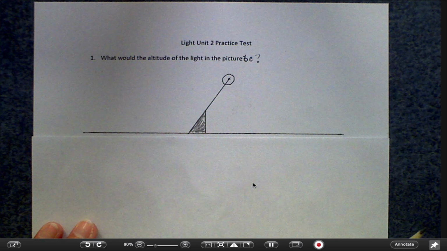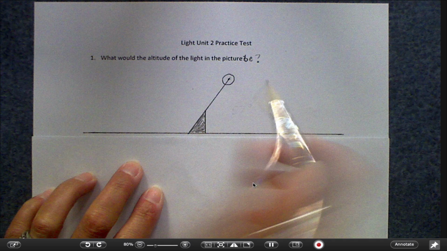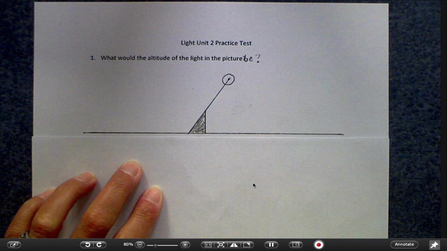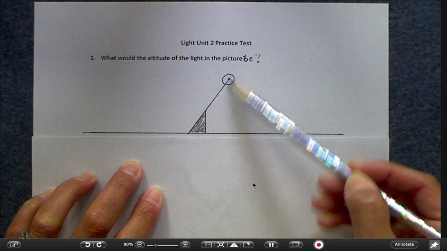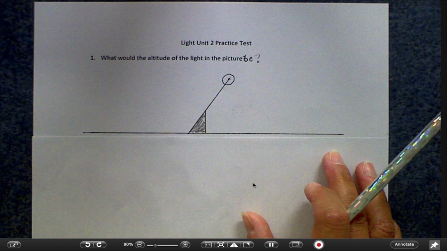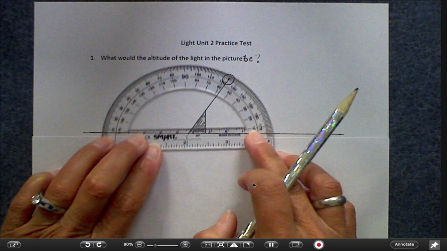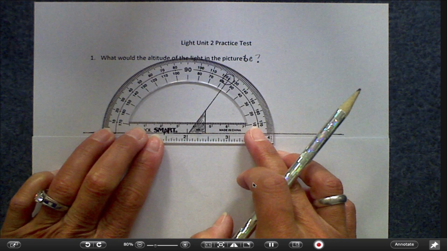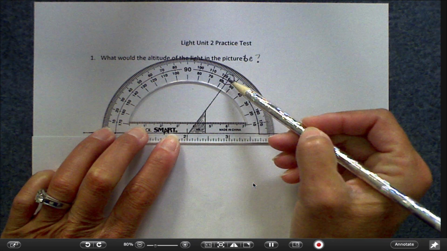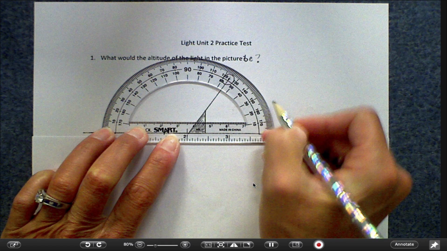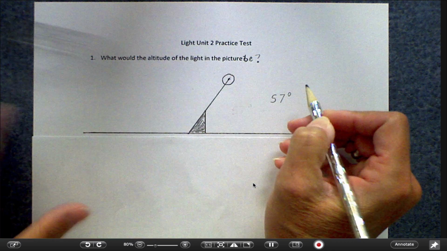Question number one, what would the altitude of the light in the picture be? This is similar to one of the questions on our last test with our shadows and poles. In order to be accurate, you're going to have to do your four-point drawing. Once you've done your four-point drawing, then you're going to place your protractor, the hash mark on the corner, make sure your shadow line then lines up with the zero, and read your angle. In this case, the angle would be 57 degrees.